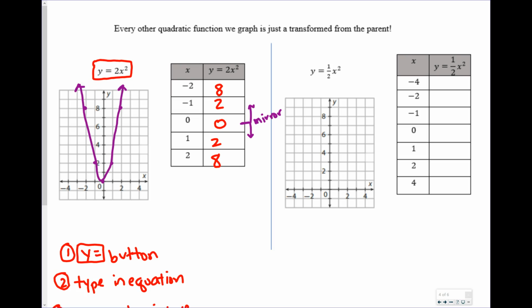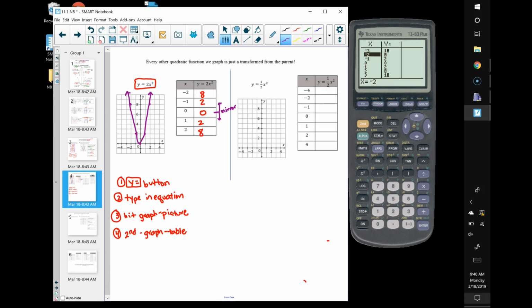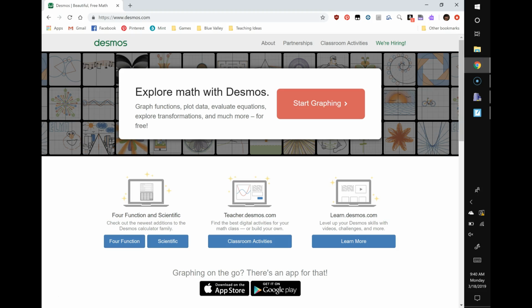Okay. The other way we can do this is a website called Desmos. So this right here is Desmos, DESMOS.com, and you guys all have laptops, so if you don't have a calculator, this is another option. It doesn't do a table as well, but it will let you graph and find points. So you hit start graphing.